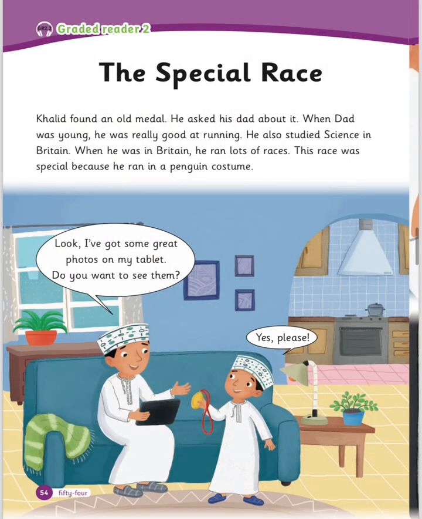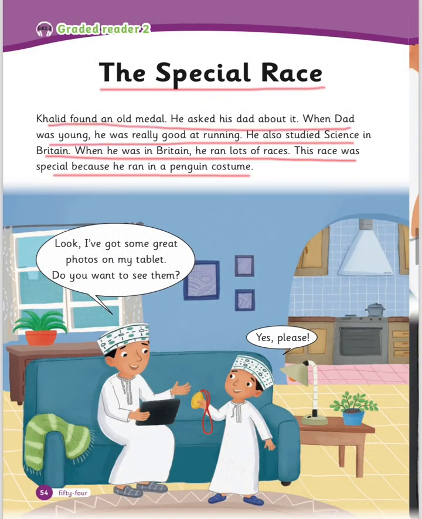Grade 3 Reader. The Special Race. Holt found an old medal. He asked his dad about it. When Dad was young, he was really good at running. He also studied science in Britain. When he was in Britain, he ran lots of races. This race was special because he ran in a penguin costume.